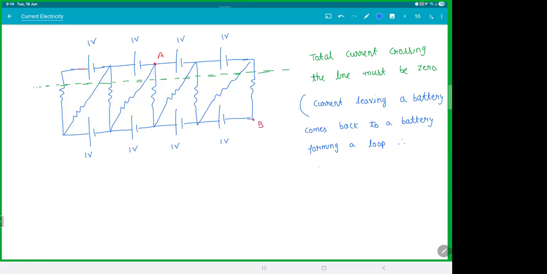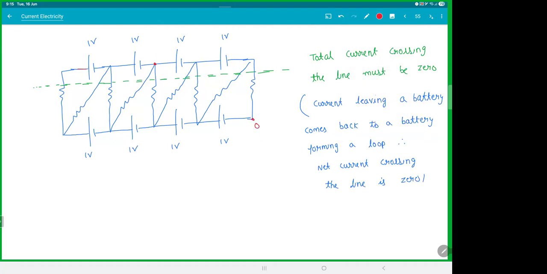Therefore, net current crossing the line must be 0. Actually, net current crossing any line is 0. You can argue like this also. And then you're done. So let's start from here.